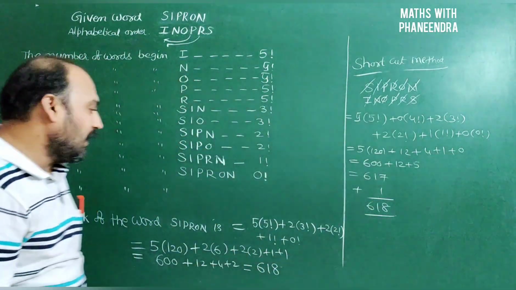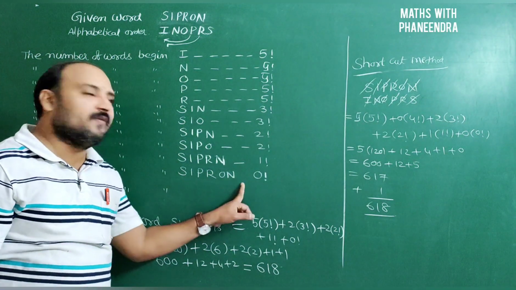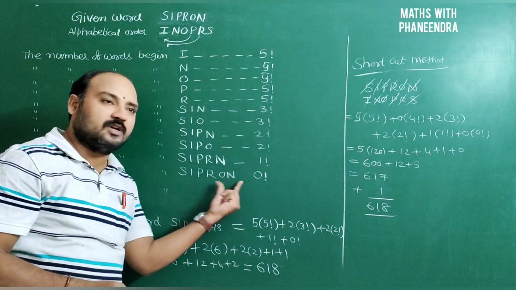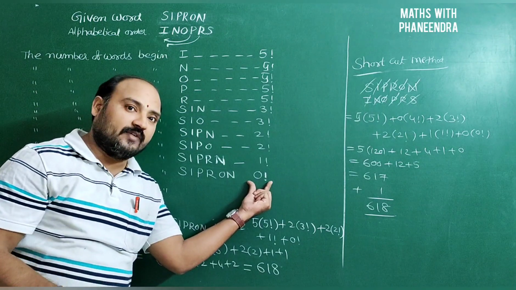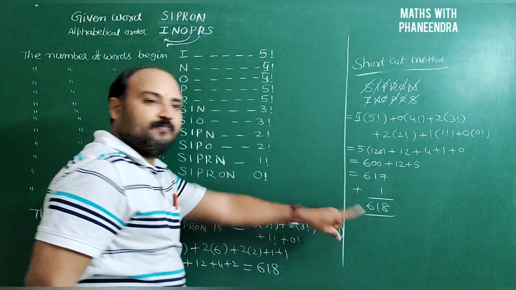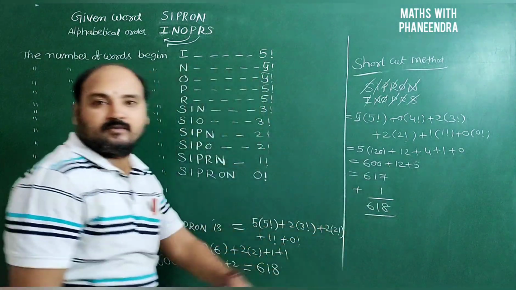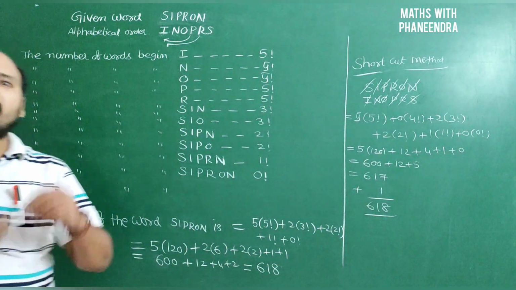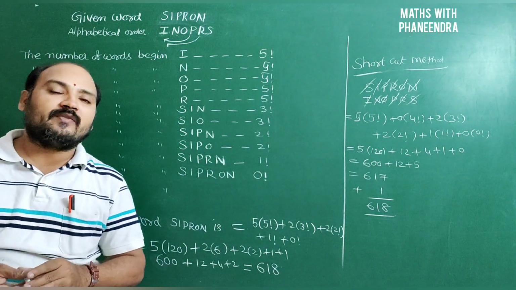That also I have given clarity. The last word Cipron only will come, no? The given word only will come last. That will be done in the 0 factorial place. 0 factorial means 1. That word also occupies 1 place. So 0 factorial, 617 plus 1, 618. So this is the way you can calculate the rank of the given word.